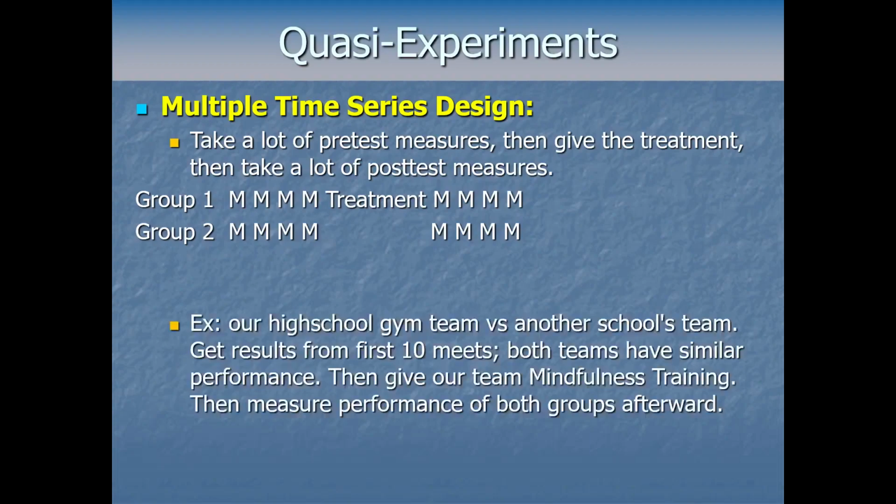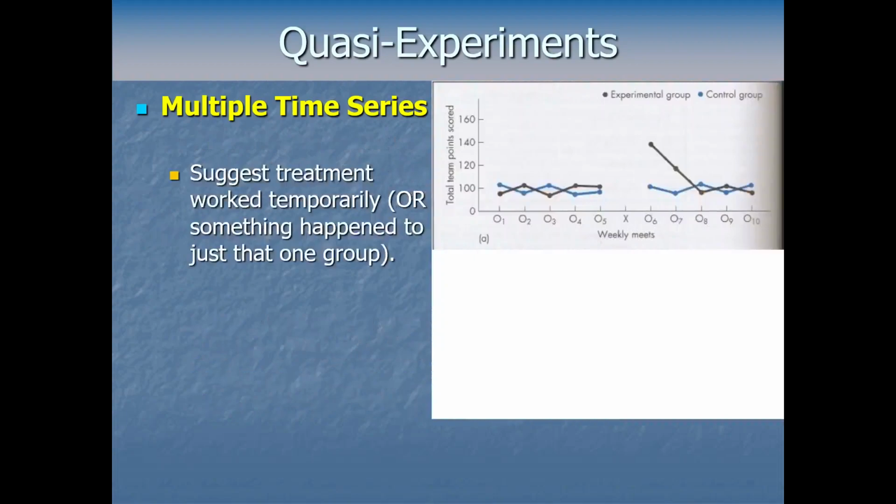So an example might be our high school gym team versus our rival high school, a different gym team. You've got the results from the first 10 meets and you're looking and you're being like, damn, both teams have very similar performance. Like the whole year, we've basically been in a dead tie with them, the same level of skill, same level of performance. Then we institute a new treatment, a new thing for just our team. We give our team mindfulness training or something like that. Then we measure the performance of both groups afterward for the next 10 gym meets. And I don't know, you can look at the graph here for one example of what might happen. If we see improvement in our team, that would be the line in black here. They got the experimental manipulation.